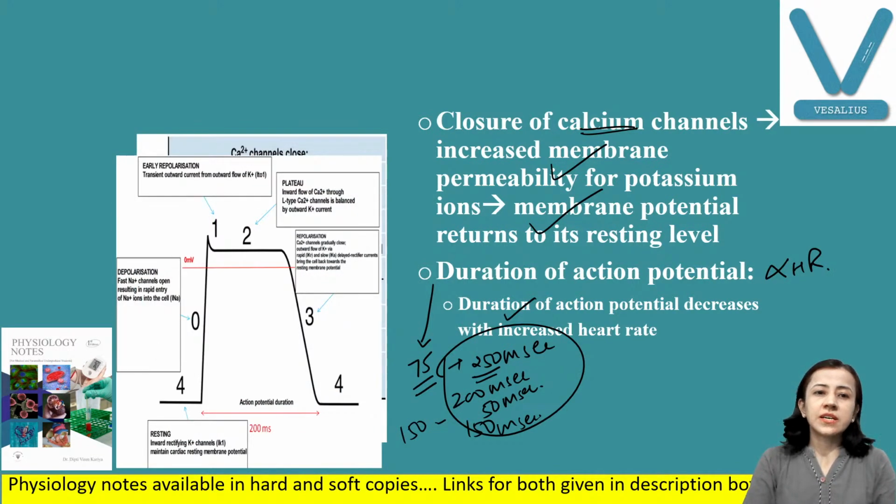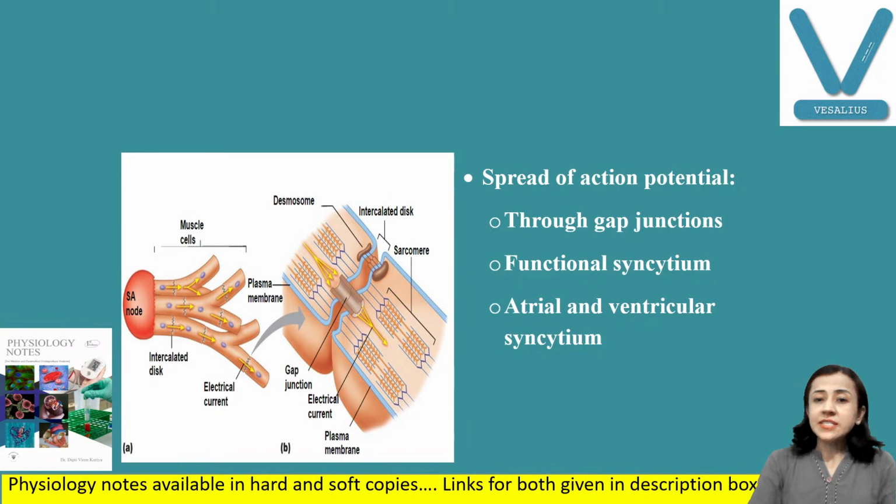Again, you can see this is the action potential. This action potential spreads through gap junctions. As we have already discussed, there are functional syncytia, the atrial and ventricular syncytium. So the action potential passes from one cell to another cell.